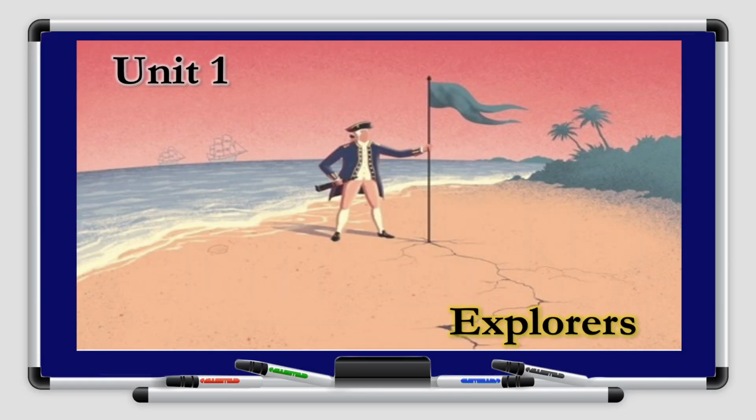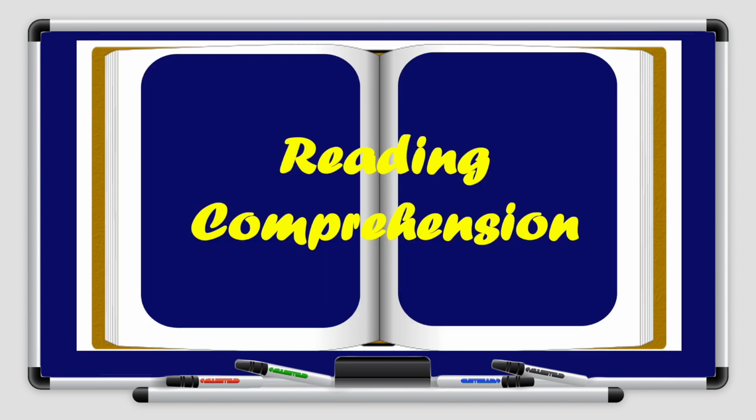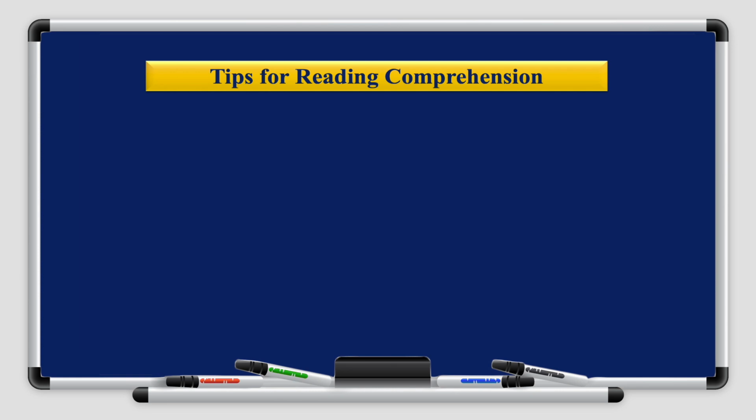Today we are going to cover the reading comprehension of Unit 1. As you can remember from the previous episode, the title of this unit is Explorers. Excellent. What is meant by the word reading comprehension? Basically, reading comprehension is a text given and you have to read the text and answer the questions related to the text. There are some tips and tricks for answering and reading the comprehension.